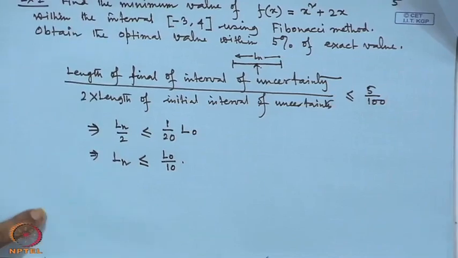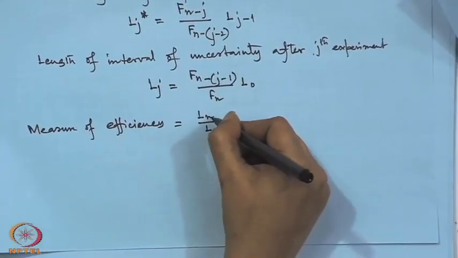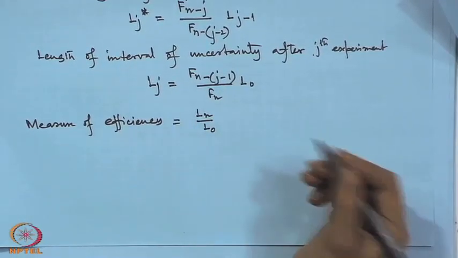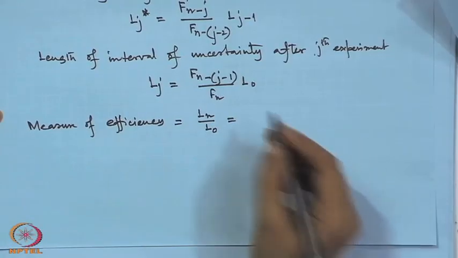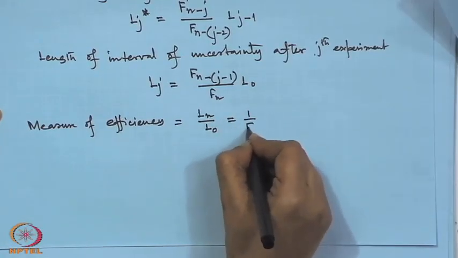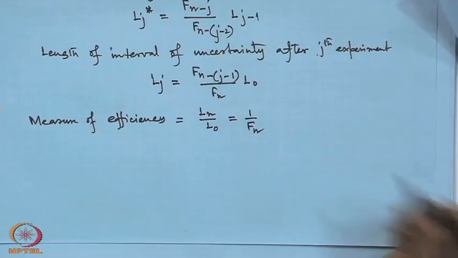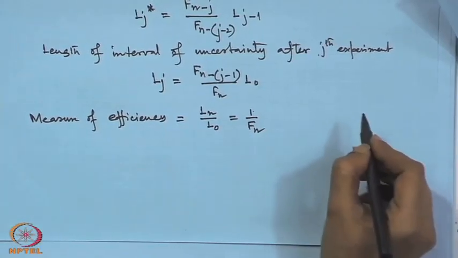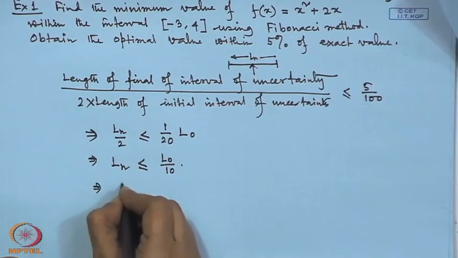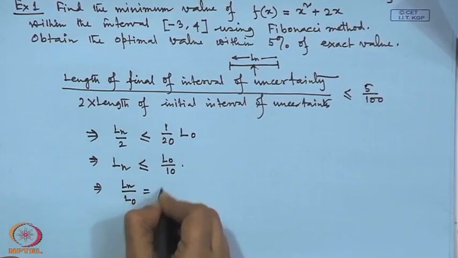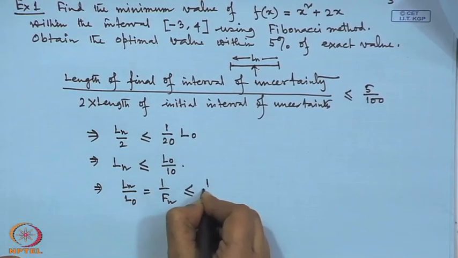One nice fact of the Fibonacci method is that the measure of efficiency ln by L0, that is, after the nth experiment, if ln is the interval of uncertainty and L naught is the initial interval of uncertainty, for any number n we choose, ln by L0 always will be equal to 1 by Fn. If we consider n equal to 5, it would be 1 by F5. If we consider n equal to 6, it would be 1 by F6. That is why this reduction ratio can be used for selection of the number of experiments if it is not given to us. So ln by L0, that is equal to 1 by Fn, must be less than or equal to 1 by 10.